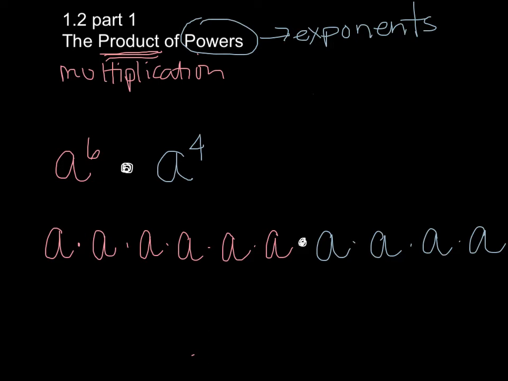A to the 6th times a to the 4th. If we write out a to the 6th, we can see that that's going to be a times a times a times a times a times a. How many times? 6 times. And if we write out a to the 4th, that's going to be a times a times a times a. How many times? 4 times. Well, now we have all these a's written out. Can we put those a's together? They're all a's. How many a's do we have? 1, 2, 3, 4, 5, 6, 7, 8, 9, 10. So really this is a to the 10th.